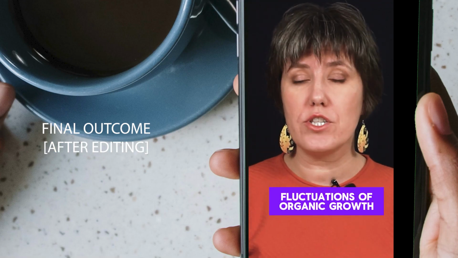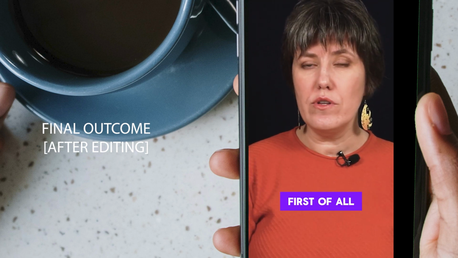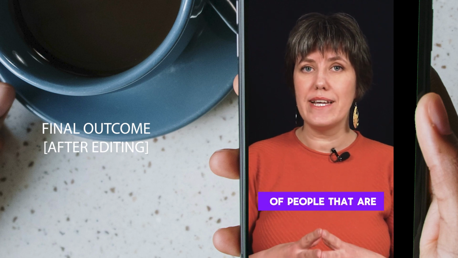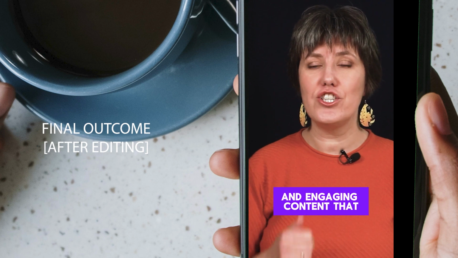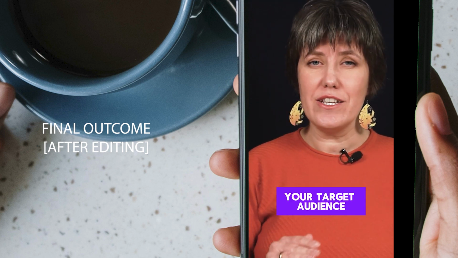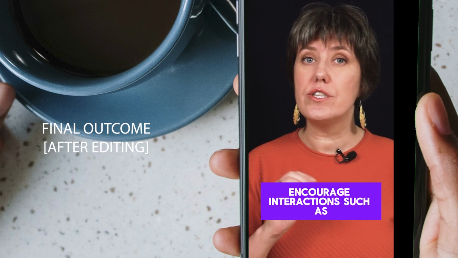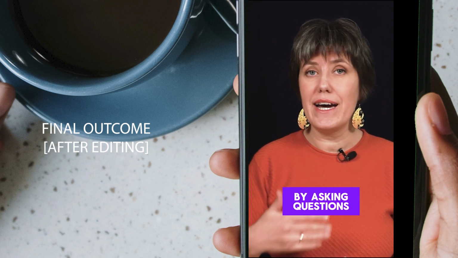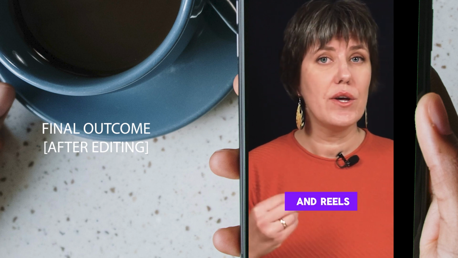How to cope with fluctuations of organic growth of your Facebook reach. First of all, develop a content strategy that is focused on the needs of people that are following you. This will help you to create high quality and engaging content that resonates with your target audience. Understanding your target audience is the key. Encourage interactions such as comments and shares. You can do this by asking questions. Utilize Facebook Live videos and Reels.